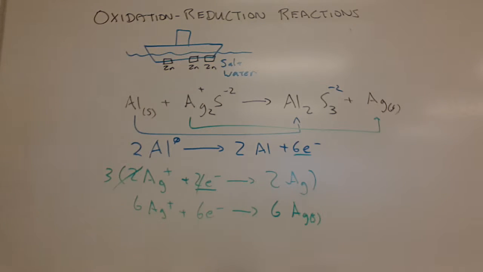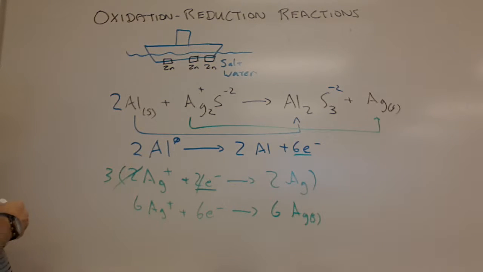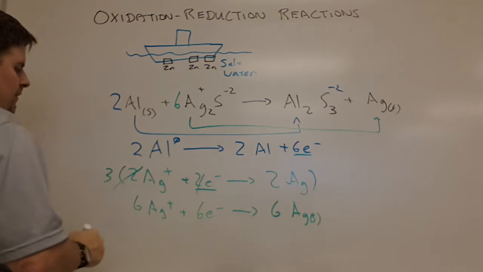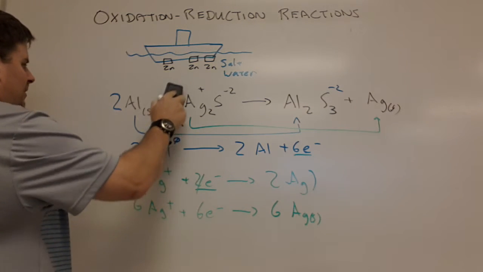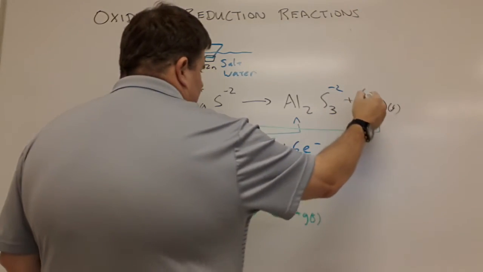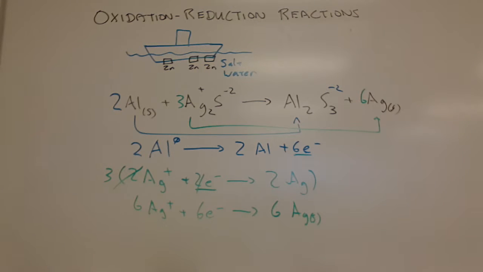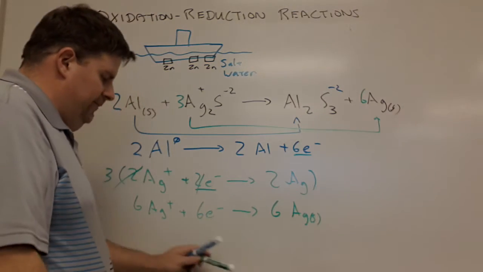All right? So now I have to represent both of these changes up here at the top. Over here I had 2 aluminum, so I've got to put a 2 there. I had 6 of the silver, all right? So I'll put 6 there? No, because I've got 2 there, so it's got to be 3, right? So I'm putting a 3 here. Now I've got 6 silvers on this side, and I'm going to have 6 silver atoms on the other side. Now, does this balance the sulfur as well? Yes. 3 sulfurs over here.